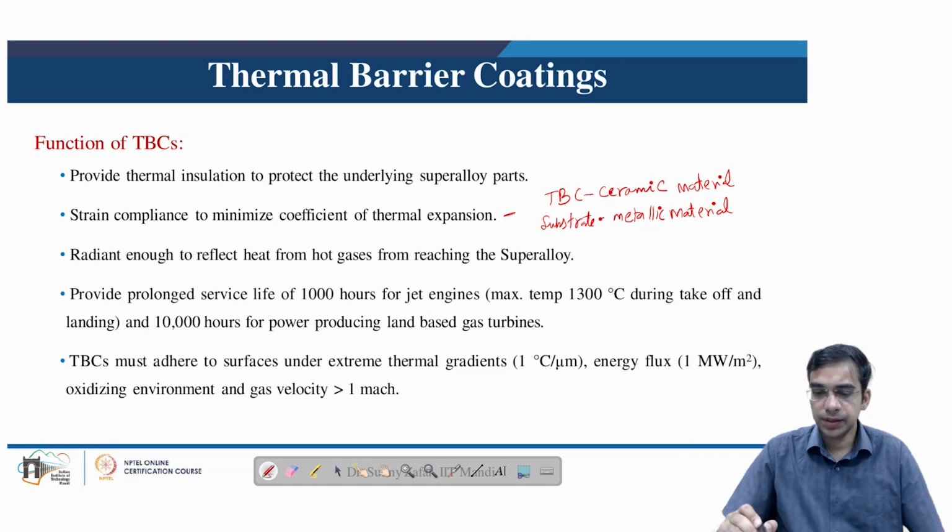and this extremity can be understood by looking at these numbers, which correspond to a thermal gradient of the order of 1 degree centigrade per micron. So in 1 micron of distance, the temperature changes by 1 degree centigrade. This is extremely high. The energy flux which the thermal barrier coating experiences is of the order of 1 megawatt per meter square. And of course, gas turbines operate in ambient conditions, so there is a strong oxidizing environment with high speed hot gases, of the order of more than 1 Mach.